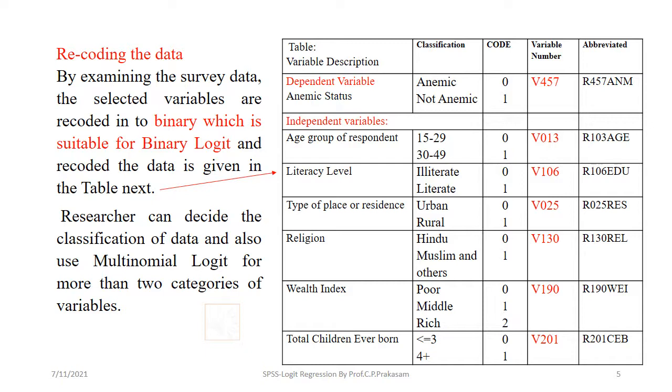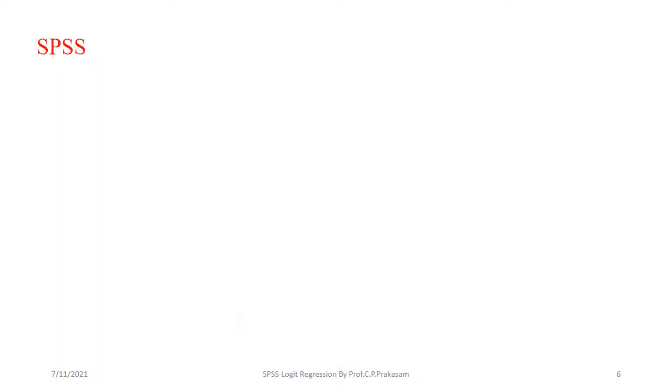But researchers can also decide the classification of the data and use multinomial logit for more than two categories, 3 or 4 categories also. But for that, interpretation should be very careful. Now we will take the illustration for the binary logit, and the table data can be used for the calculation of logit by using SPSS.